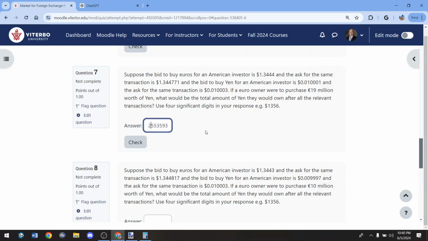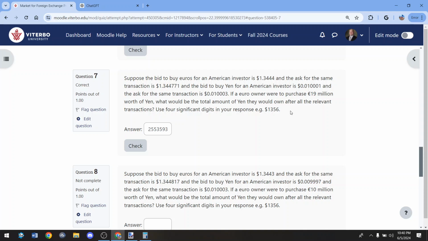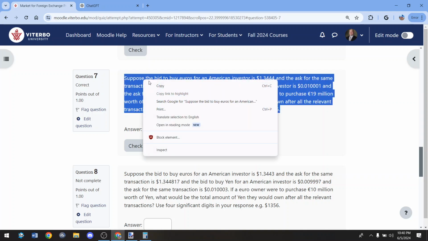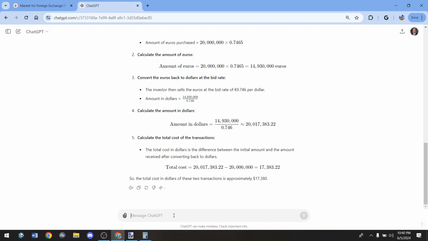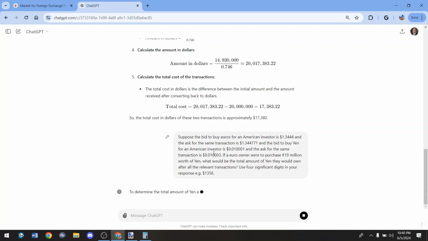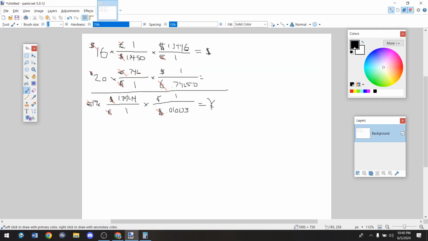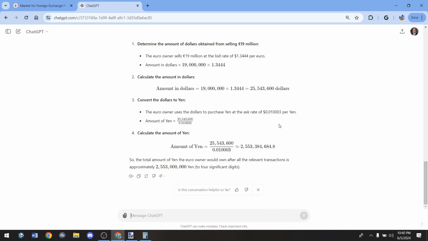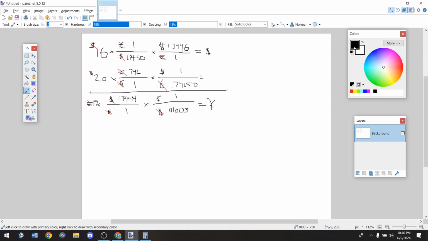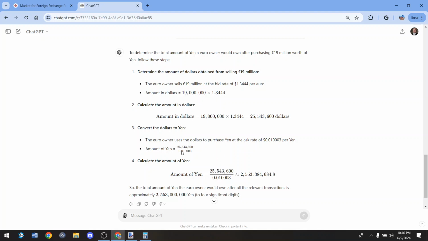And again, it doesn't matter if you give it tons of extra digits. Let's check. Got it. And let's just see what the AI has to say. So we know what this is supposed to look like: dollars on the top, and then direct quote for yen on the bottom. So did it get the 134 on the top? Yes, it did. Did it get the 0.010003 on the bottom? Yes, it did. So that's not too bad.